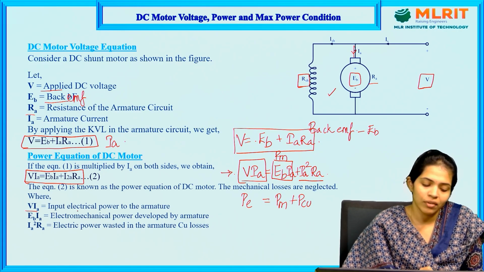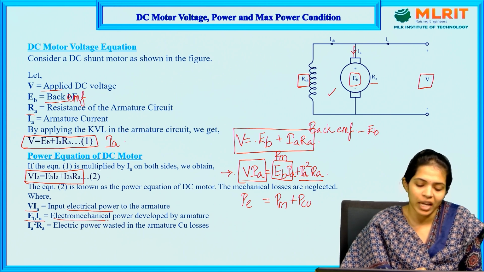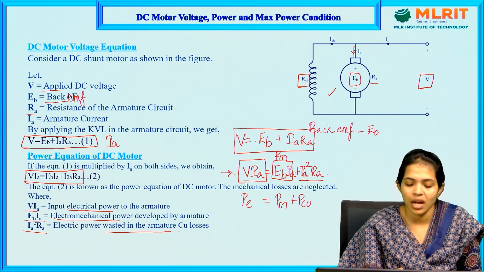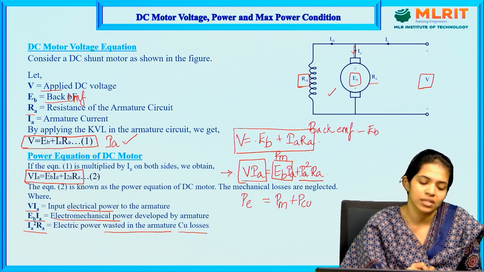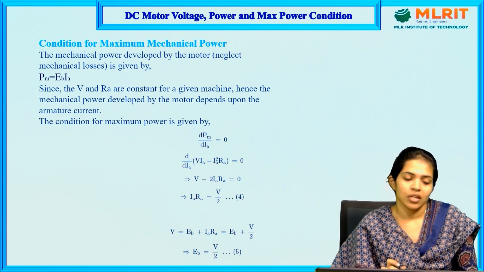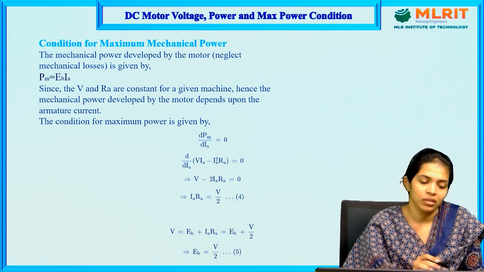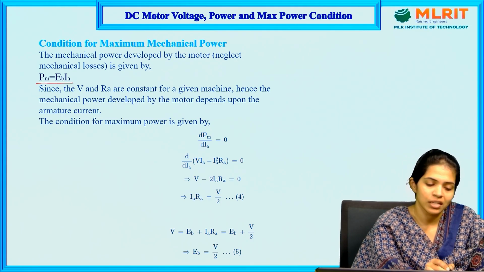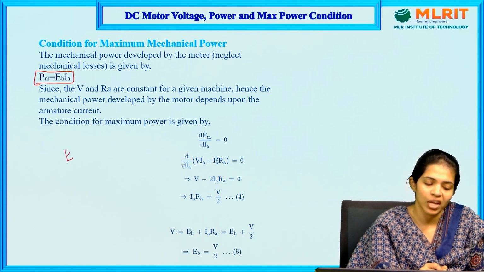V into IA, we have seen that it is the electrical power. EB into IA is the electromechanical power. IA square RA is the power wasted in armature copper losses. So this is the voltage equation and this is the power equation for a DC motor. Now we are going to derive the condition for maximum mechanical power. We have seen that mechanical power is the product of back EMF and the armature current.